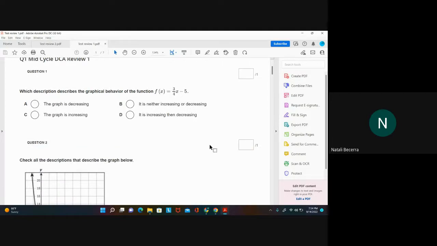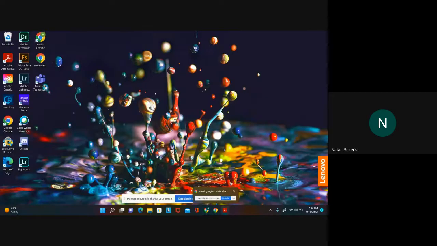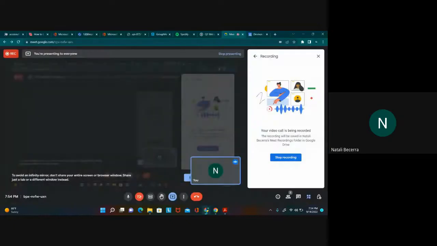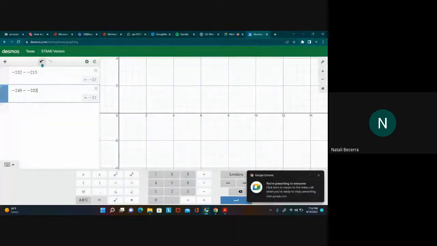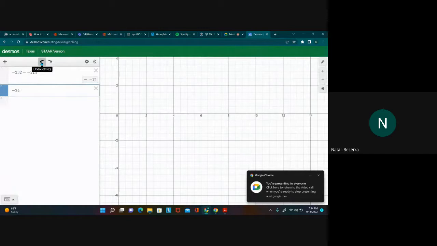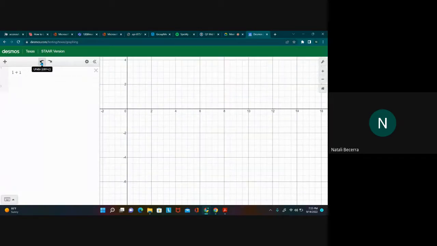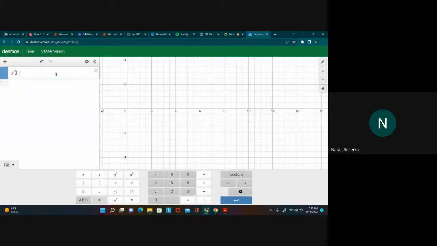Okay, review one. Which description describes the graphical behavior of the function? Whenever they give you an equation and they don't give you what the graph looks like, you use decimals, okay? So let's type that in decimals. 3 over 4 x minus 5. And you know what? I think I still have it here because look, I did all this work for nothing. Nah, I'm gonna just write it so I can show you how to type it in. So f parentheses x equals 3 over 4 x minus 5.